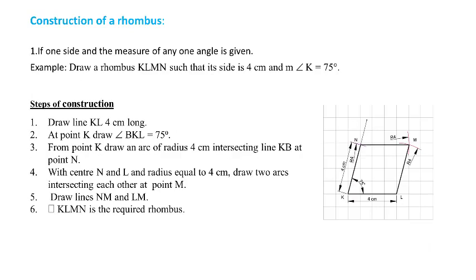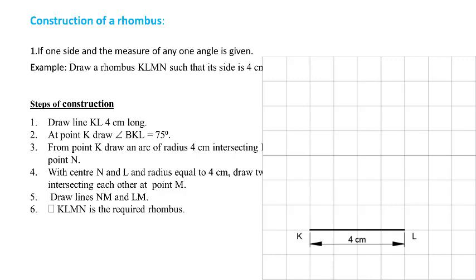Construction of a rhombus. If one side and the measure of any one angle is given, then you can draw the rhombus. Here, example given below is, draw a rhombus KLMN such that the side is 4 cm and measure of angle K is 75 degrees. Again, the first and foremost rule, you have to draw the rough diagram as given in the question. Then follow the steps of construction.